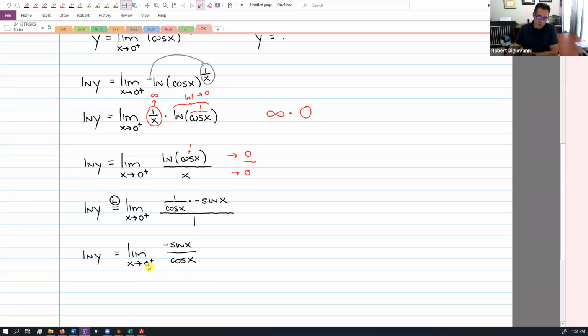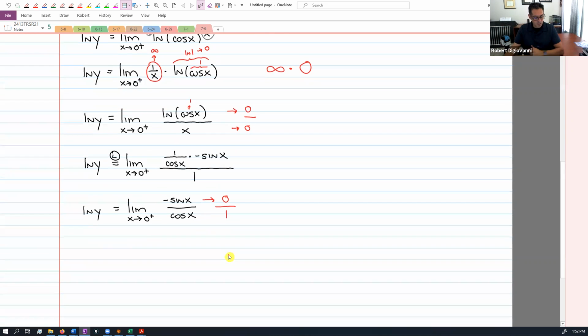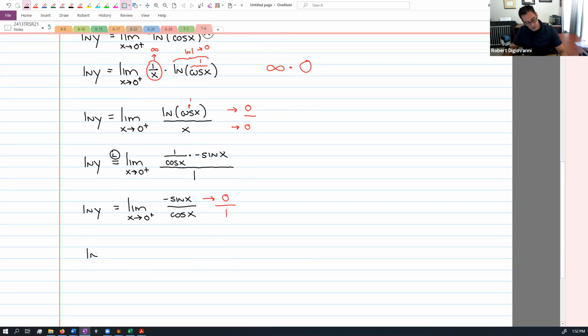Okay, Alejandro, you're doing good, so I'm just going to stick with you here. If we let x go to 0 now, what's sine of 0? It's just 0. So the top is heading to 0. Where's the bottom heading? Cosine of 0 is going to head to 1. Okay, is that a problem? Is 0 divided by a fixed number a problem? No, that should be just 0 right there. Everyone, that's just 0. Okay, good. So what we're saying now is that the natural log of y has to be 0 because the right-hand side of this limit became 0.